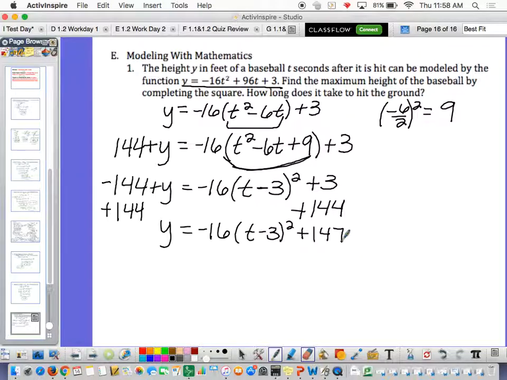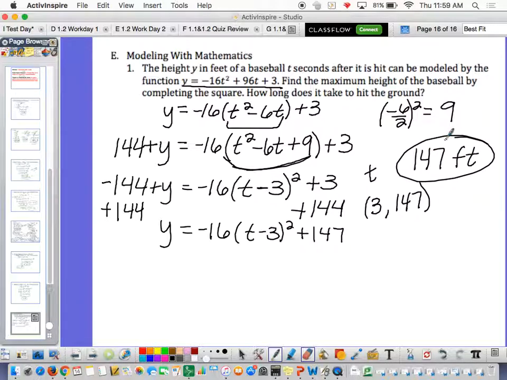Okay, so from here, we haven't answered the question yet. The question asks to find the maximum height of the baseball. And the maximum is just the vertex. Well, the vertex is found at 3, 147. And hopefully you understand that 3 feet high doesn't really make sense. And besides, the x coordinate, the t coordinate is just your time. So your max height is 147 feet.